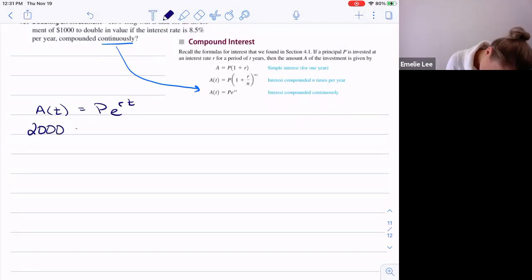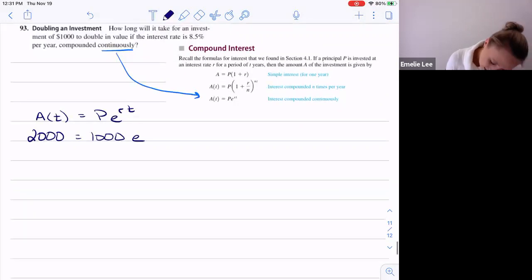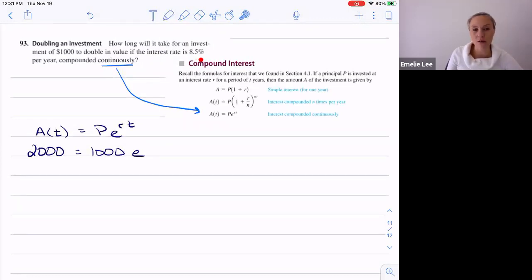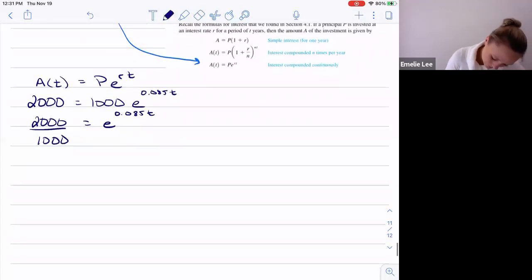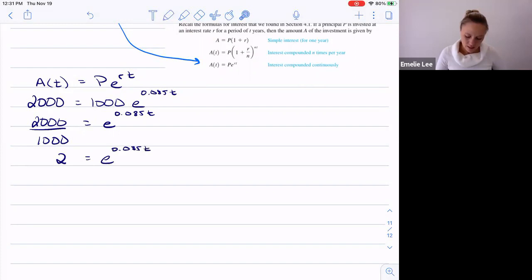So I have 2,000 is 1,000 e to the rate times t. The rate is 8.5%, so I have to divide by 100 and I get 0.085t. I want to know how long it's going to take, so I'm going to solve for t. I've got an exponential equation, so I need to move this 1,000 over to the left-hand side. So I get 2,000 divided by 1,000, which is just 2, is e to the 0.085t.